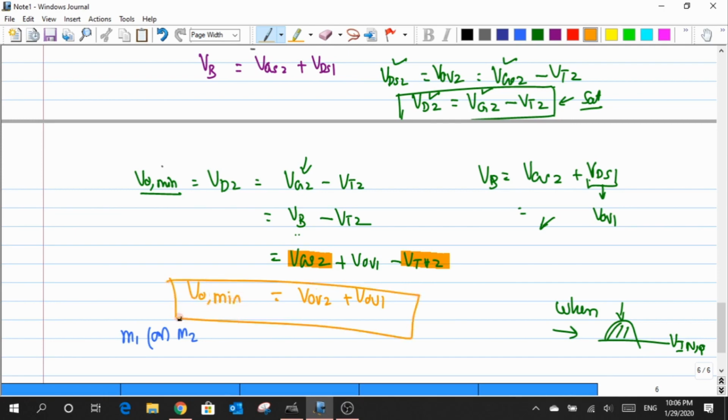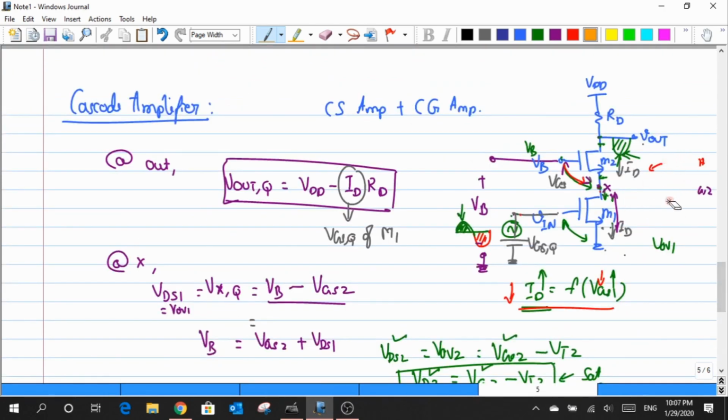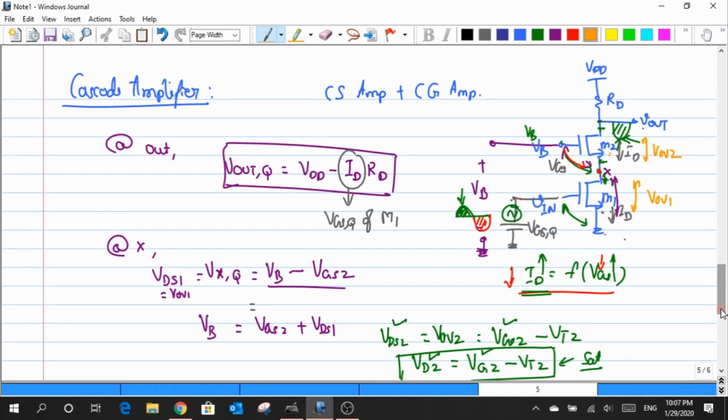Okay, so whenever there is a negative swing around the output Q, I have to maintain a minimum voltage across the drain to source of M2 to be equal to VOV2, and the minimum voltage of M1 across the drain to source to be equal to VOV1. If I try to go below this value, one among these two transistors would enter into the linear region. Now, we are done with the positive swing for the input.